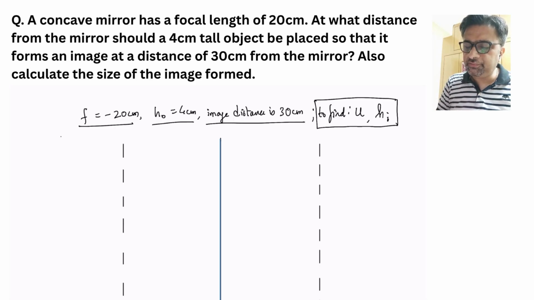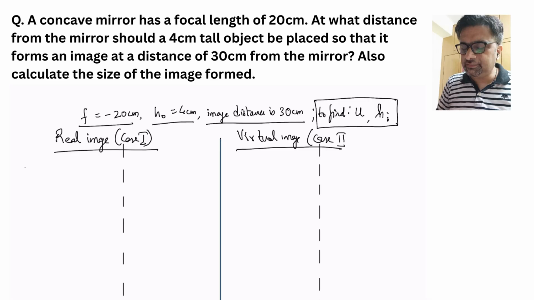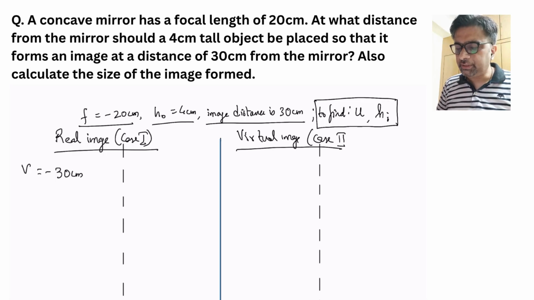If we consider a real image, that's going to be case 1. Let's consider virtual image as case 2. So in this case we see that the image distance is going to be minus 30 centimeter. Concave mirror, real image, by sign convention v will be minus, and from what we already have for f, which is minus 20 centimeter, we can apply the mirror formula to find u.